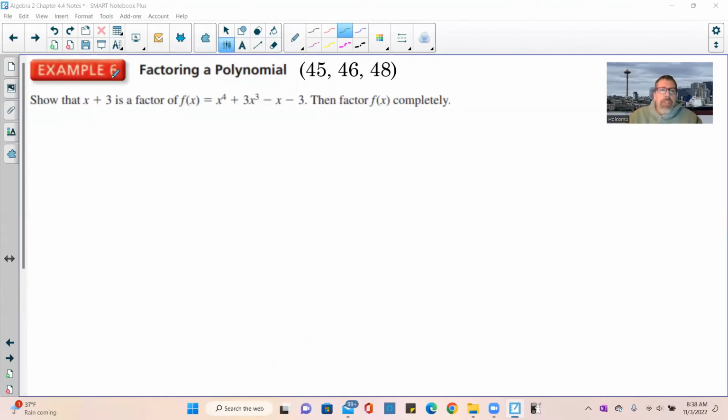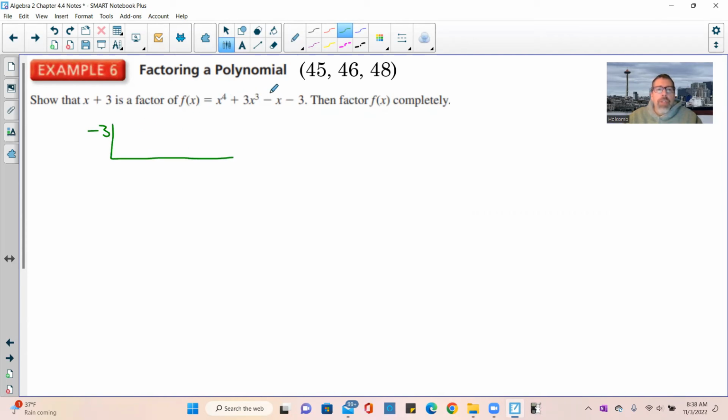Okay, example 6 says to factor a polynomial. Show that x plus 3 is a factor of f of x, then factor f of x completely. Okay, so I want to show that that's a factor of f of x. The easiest way is to do synthetic division. My k is negative 3. So I write negative 3. And I draw my synthetic division chart.